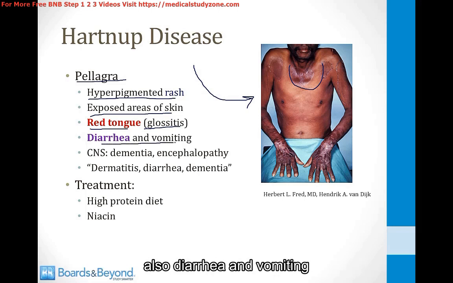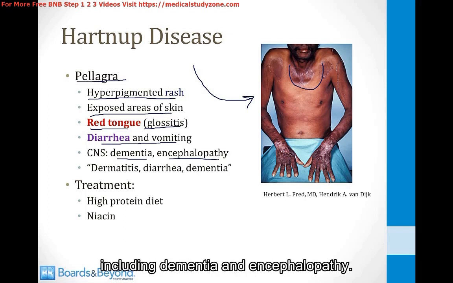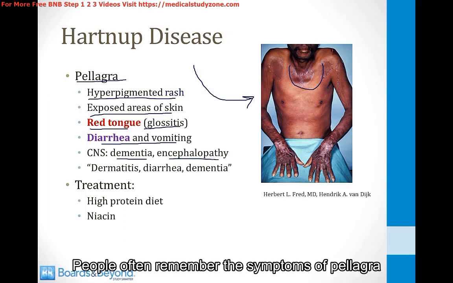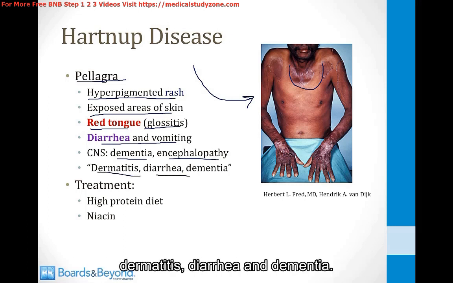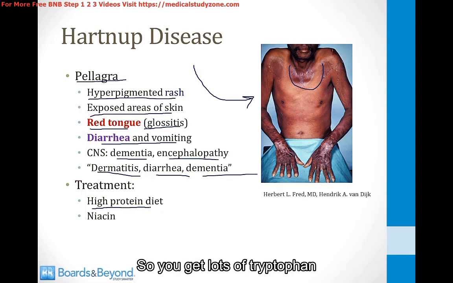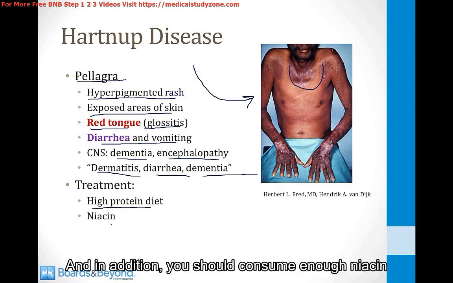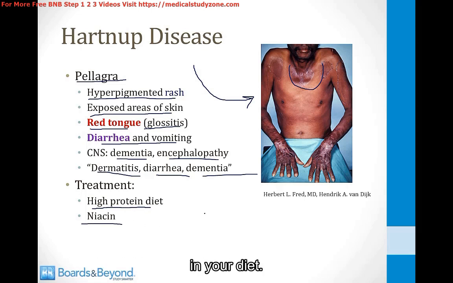Also diarrhea and vomiting and central nervous system symptoms, including dementia and encephalopathy. People often remember the symptoms of pellagra as the 3 Ds: dermatitis, diarrhea, and dementia. The treatment for Hartnup disease is to eat a high-protein diet, so you get lots of tryptophan that can be converted into niacin. In addition, you should consume enough niacin in your diet.